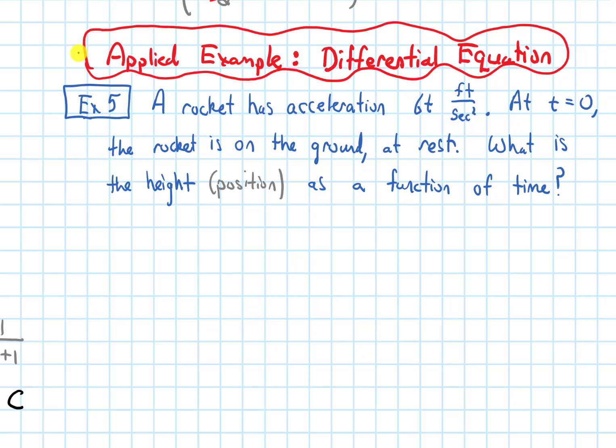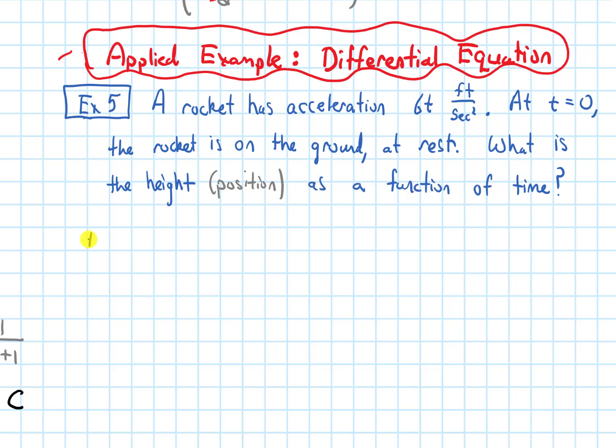In this video, we will do an applied example involving antiderivatives. So what we'll form is what's called a differential equation, which is an equation that involves a derivative that we'll have to solve. Okay, so the example says a rocket has acceleration 6t feet per second squared. At t equals 0, the rocket is on the ground at rest. What is the height, aka the position, as a function of time?